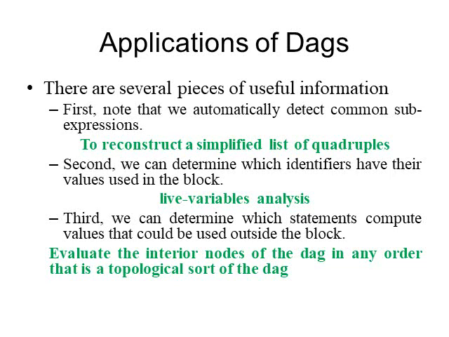Next one is we determine which identifiers have their values used in the block. That means we can analyze the variable. We analyze the variable, meaning which variable is live in the next statement and which are already dead. So live variable analysis can be done. And third, the most important, is evaluating the interior nodes.